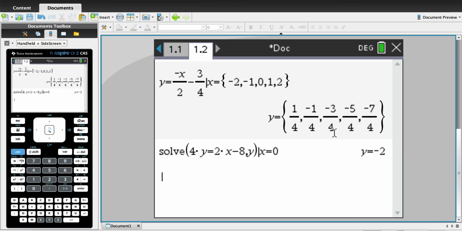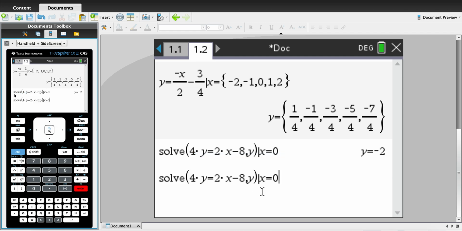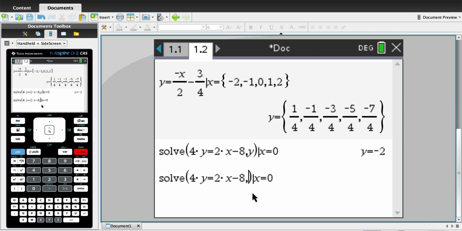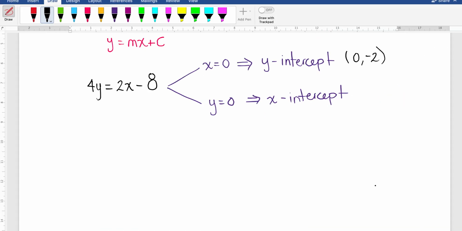Now we're going to do the same thing, but we're going to find the x-intercept. I'm going to go up, highlight the whole thing, and press enter and it will copy everything. I just have to change it and say now we're going to solve for x when y is equal to 0. I press enter, and it's telling me that the x-intercept is going to be 4. So if we write it here, that's going to be 4 and 0.